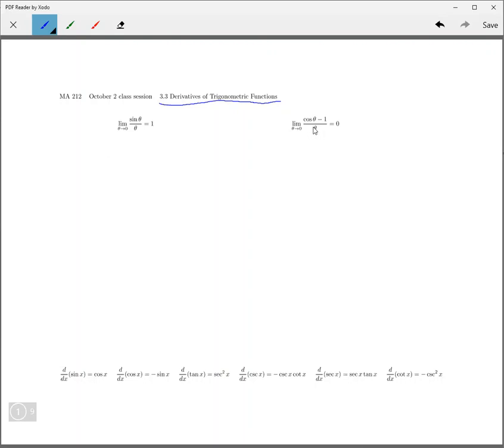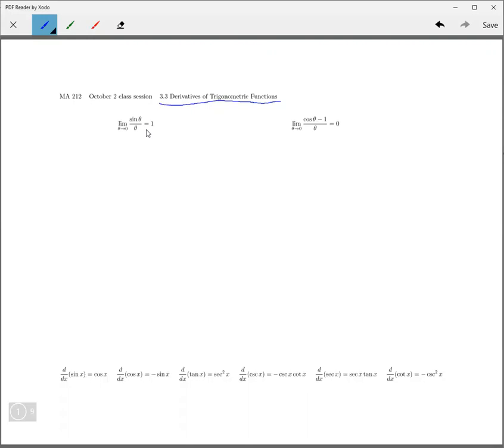So the limit as theta goes to 0 of sine theta over theta is 1, and the limit as theta goes to 0 of cosine theta minus 1 over theta is 0. You notice that if you just try to plug 0 in here, you get 0 over 0. If you try to plug 0 in here, you also get 0 over 0, because cosine 0 is 1, so 1 minus 1 is 0, and then this is also 0. But this limit is 0, and this limit is 1.